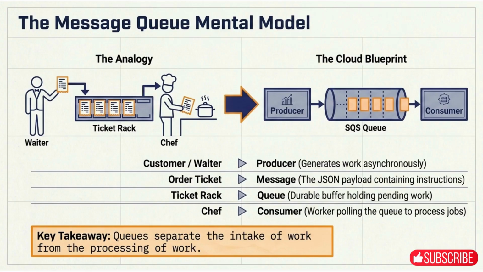This separation is called asynchronous processing. The producer can continue accepting new work while consumers process messages at their own speed. If demand increases, we can add more consumers without changing the producer. The key idea is simple. A queue separates the intake of work from the execution of work.